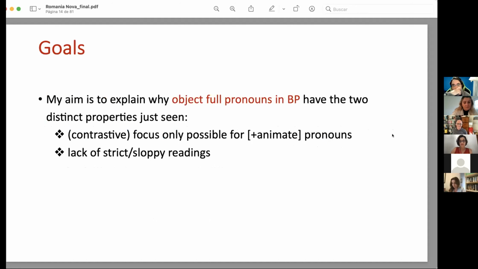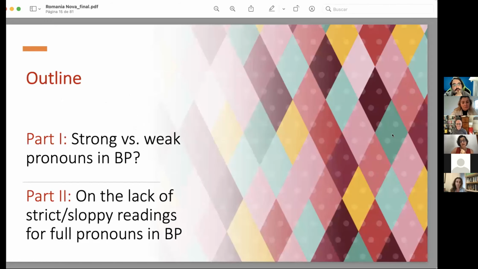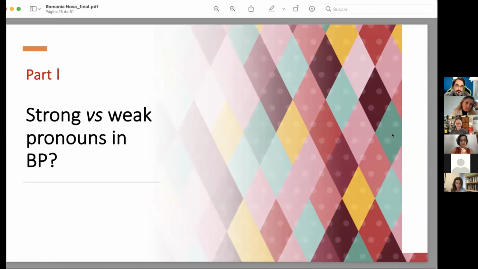So the goal of my talk today, and this is just the beginning of this idea, is to try to explain why object full pronouns in Brazilian Portuguese have these two properties: contrastive focus is only possible for plus animate pronouns, and they lack strict and sloppy readings. I'm going to present this in two parts. Part one, I'm going to focus on the strong versus weak pronoun distinction in Brazilian Portuguese. Part two, on the lack of strict and sloppy readings for full pronouns in Brazilian Portuguese.